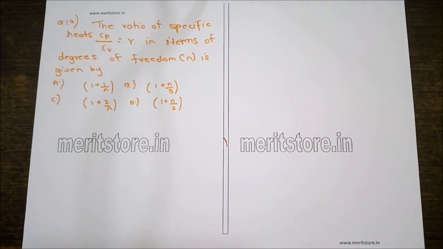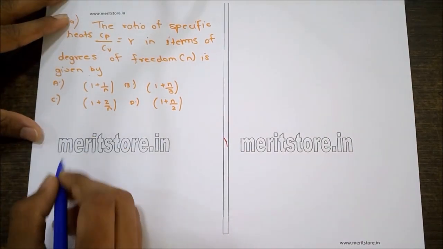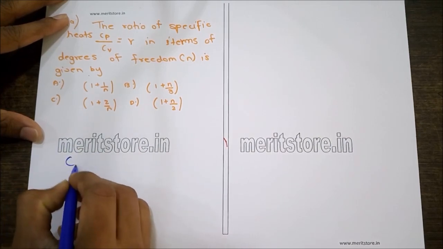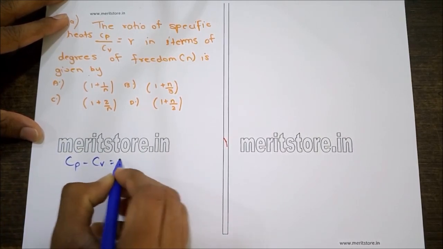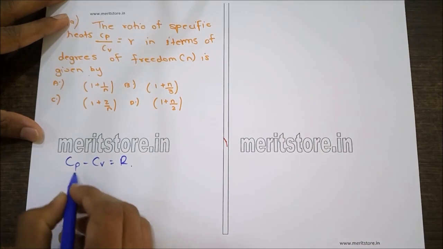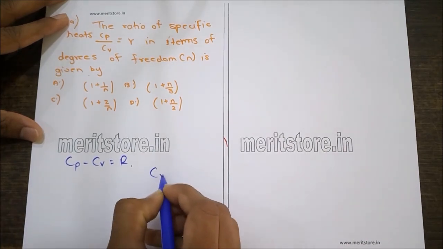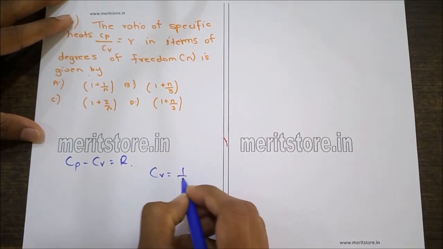The ratio of specific heats Cp upon Cv equals gamma, in terms of degrees of freedom, that is N, is given by, the options are 1 plus 1 by N, 1 plus N by 3, 1 plus 2 by N and 1 plus N by 2. Now, Cp minus Cv is equal to R. This is a known fact, and the value of Cv is half N times R.